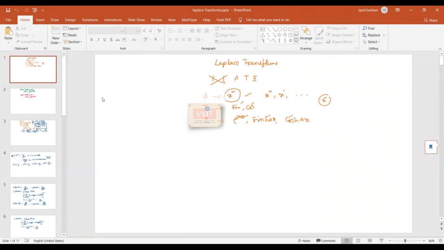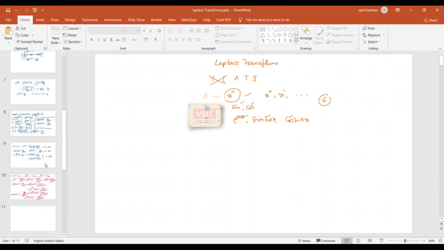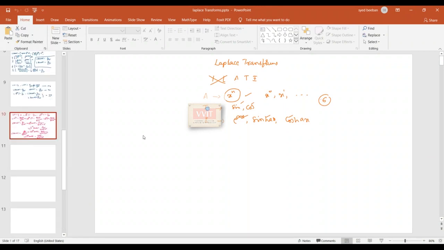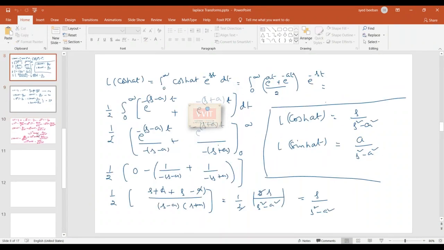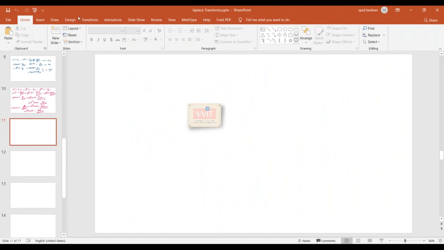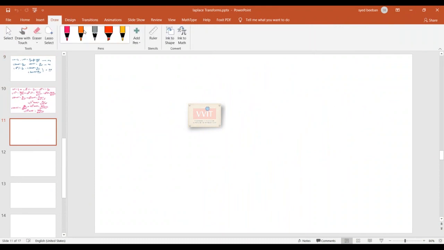So far we have completed the basics: the linearity property and the first shifting property.